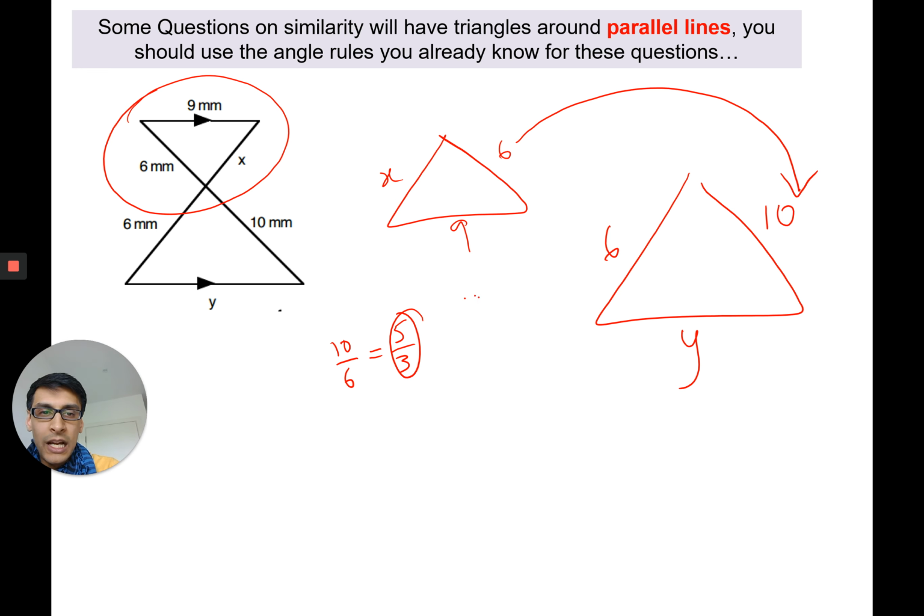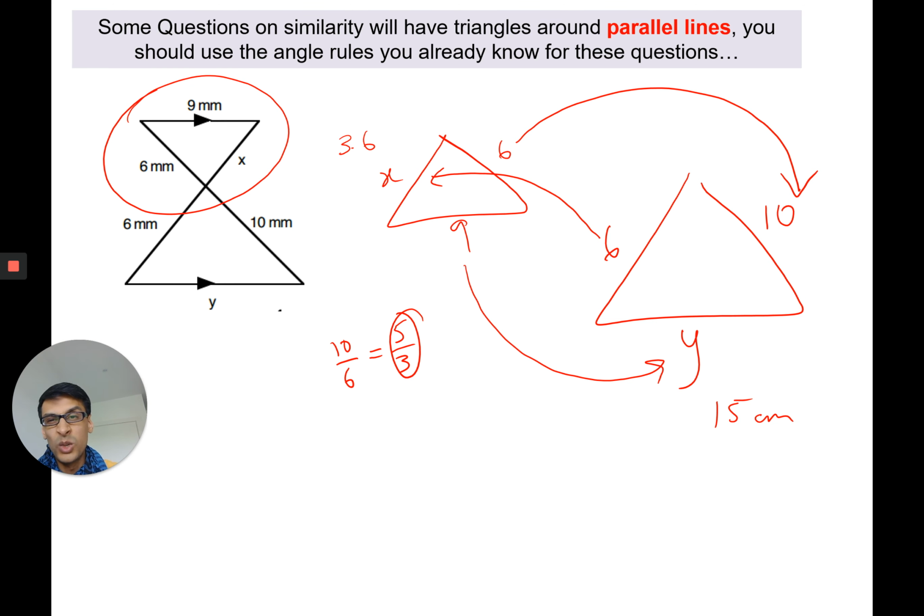And then how can I find X? Well, I'm going to go the other way around. So 6 divided by 5 over 3, which will give me 18 over 5, or 3.6. And then in this case, I want to go from 9 to Y. So I'm going to do 9 times 5 over 3. So 9 times 5 divided by 3 is going to give me 15 centimeters.